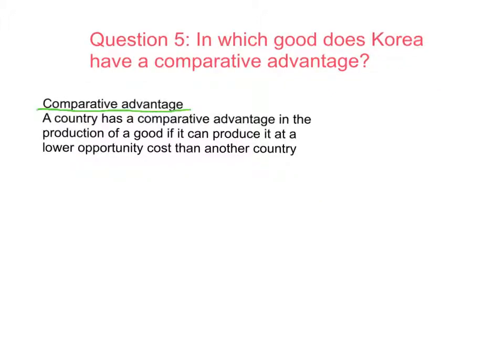Once we know what the opportunity costs are across the two countries, we can figure out what the comparative advantage is. Comparative advantage is defined as: a country has a comparative advantage in the production of a good if it can produce it at a lower opportunity cost than another country. If we look at good A first, we notice that the opportunity cost of good A in Sweden, which is 1.5 B, is less than the opportunity cost of good A in Korea, which was equal to 2.5 B. This means that Sweden has a comparative advantage in good A.